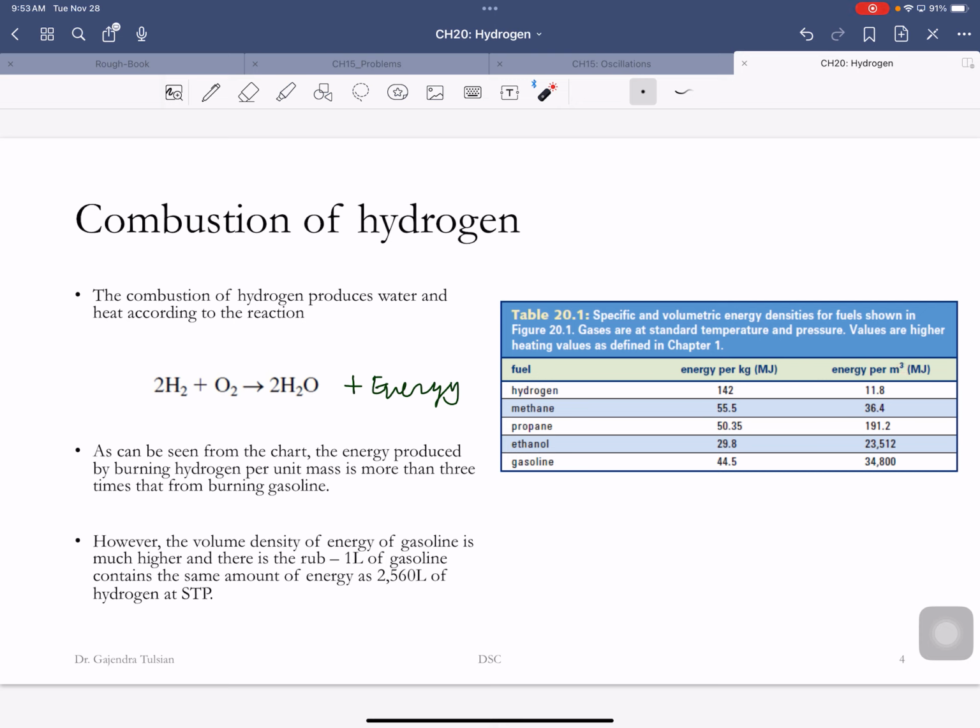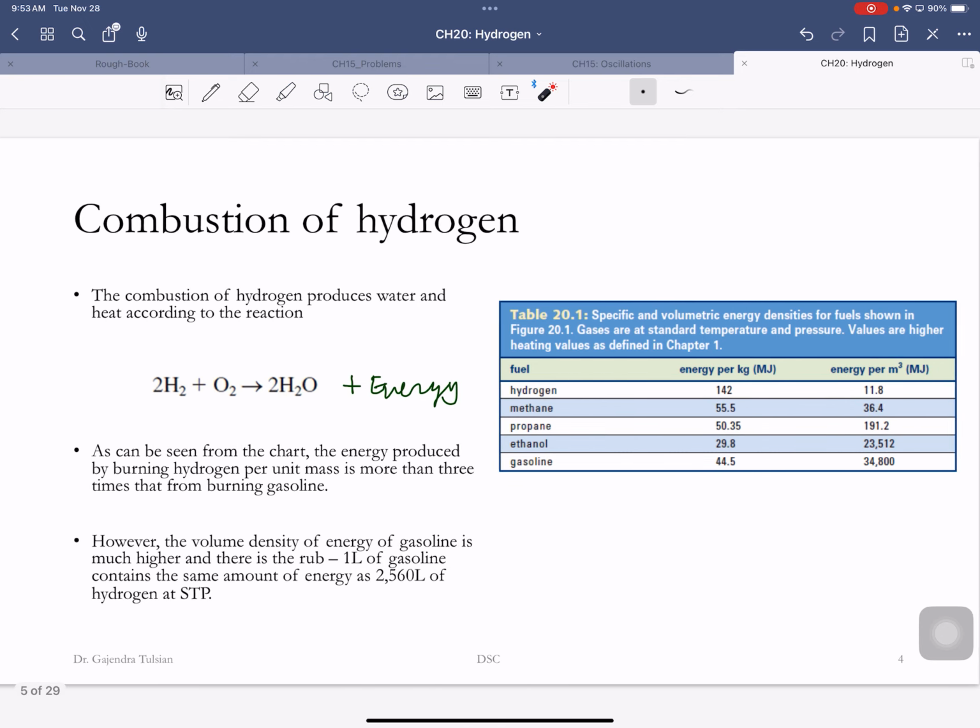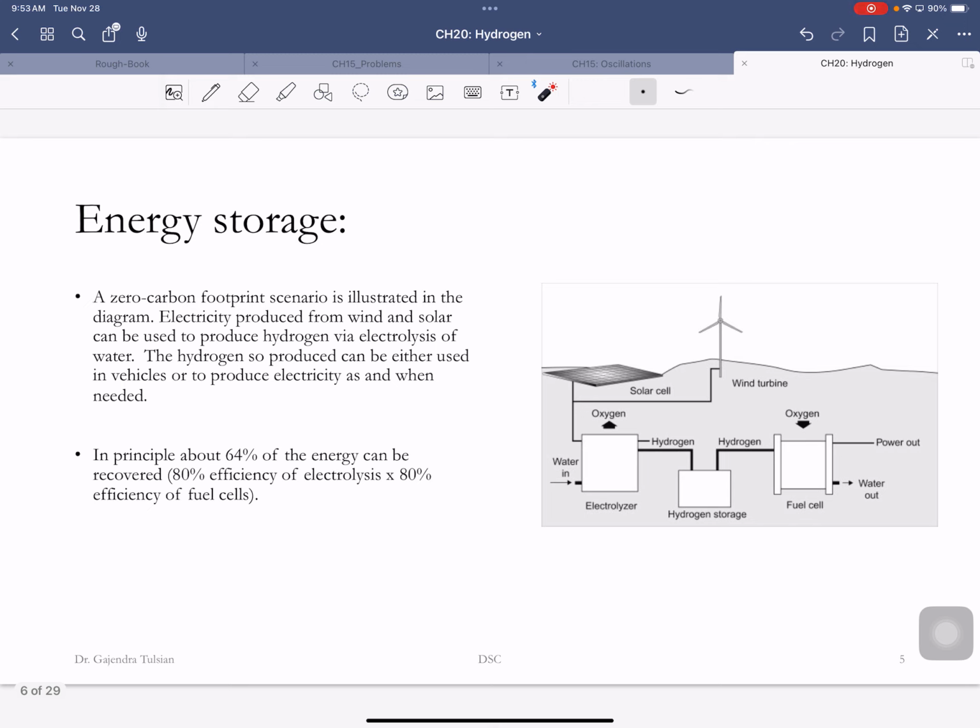This much hydrogen has only 12 megajoules of energy, and that much gasoline has 35,000 megajoules of energy. Okay. So what you want is high density. The thing about gasoline is it packs a lot of energy in a small volume. What is the bad thing about it? CO2. Yeah. All right. So again, that's the problem we're trying to solve.